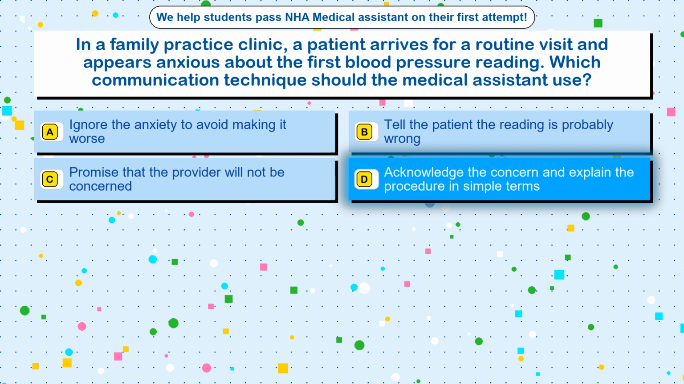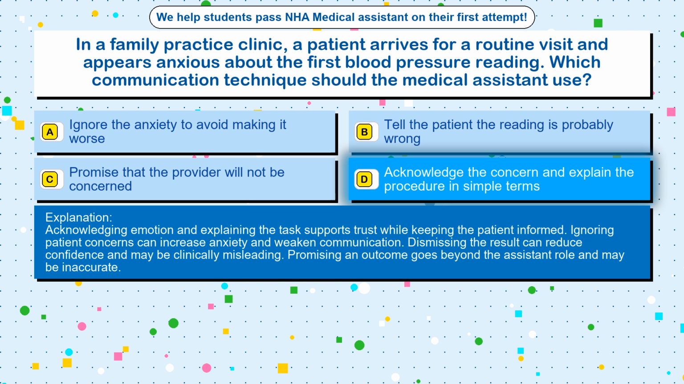Acknowledge the concern and explain the procedure in simple terms. Acknowledging emotion and explaining the task supports trust while keeping the patient informed. Ignoring patient concerns can increase anxiety and weaken communication. Dismissing the result can reduce confidence and may be clinically misleading. Promising an outcome goes beyond the assistant role and may be inaccurate.